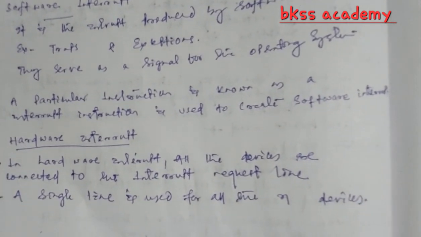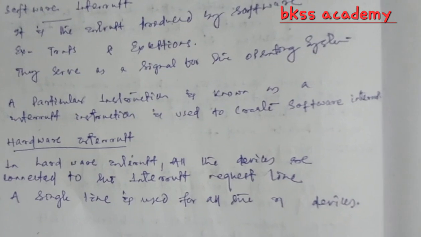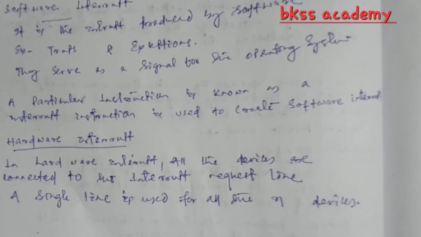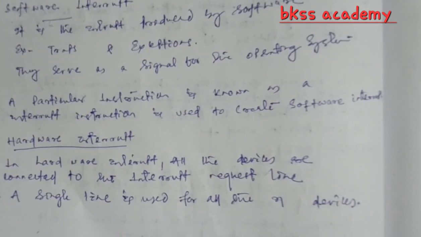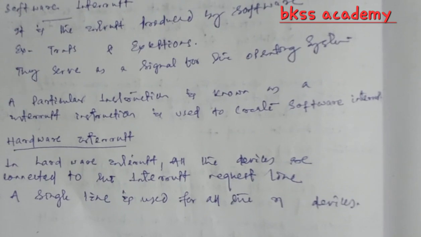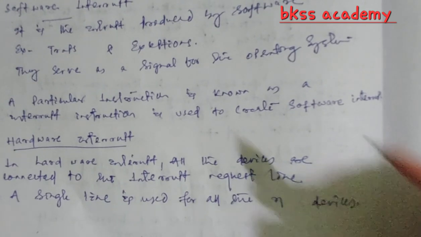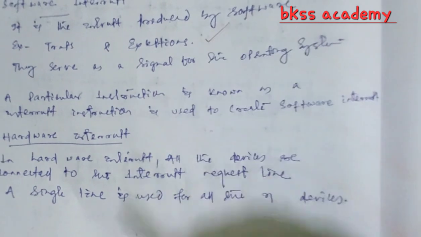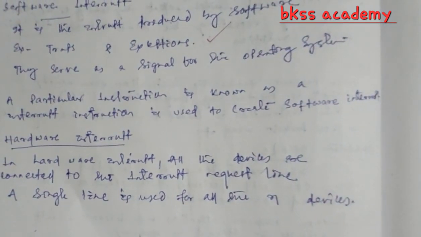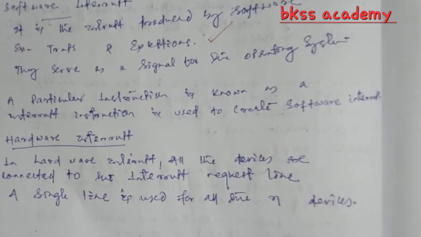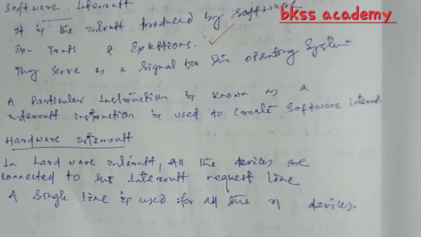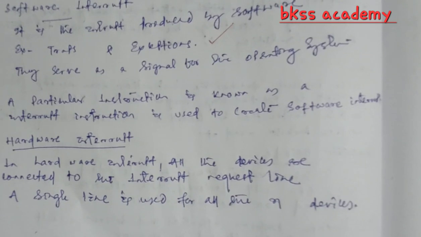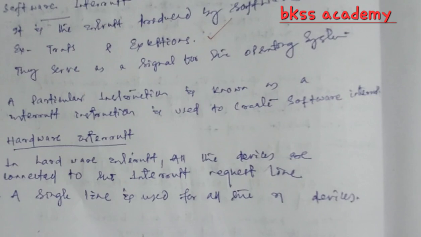Software interrupt. Interrupts are of two kinds: software interrupt and hardware interrupt. A software interrupt is produced by software. Examples are trap and exception. They serve as signals for the operating system. A particular instruction, known as an interrupt instruction, is used to create a software interrupt.